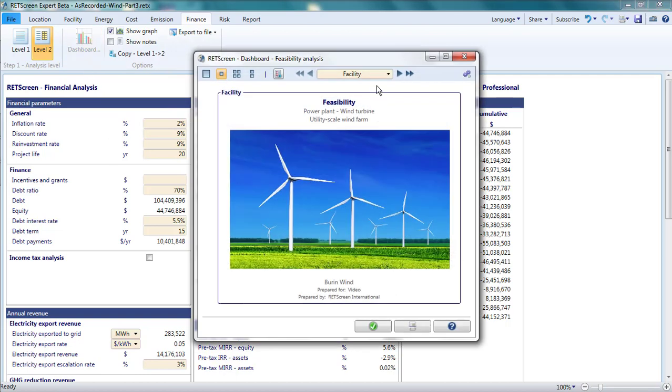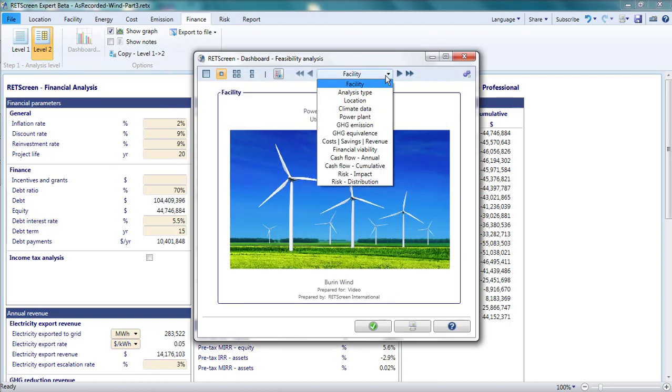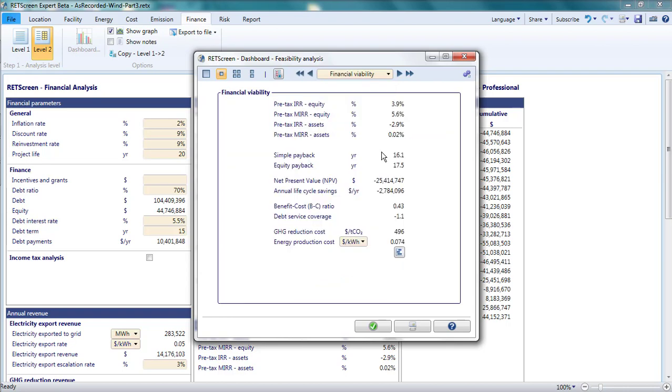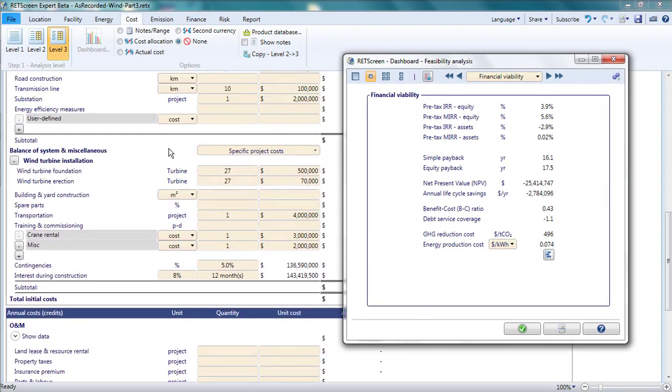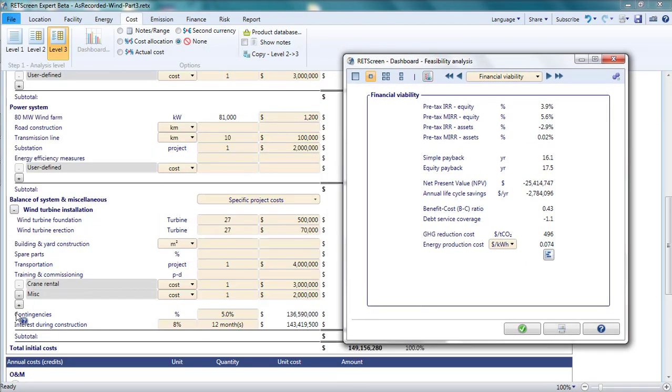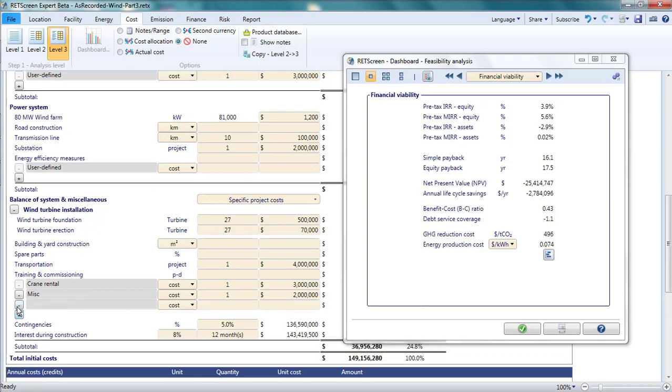This will float on top of whichever tab I have open, while displaying key results that I choose from a drop-down list. I'm interested in measures of profitability, so I will select financial viability from the list. Now, returning to the initial cost section of the cost page, I will add a new line item. I'll call it Necessary Cost Reduction for Profitability. This will not be a cost, but rather a credit or reduction in costs.